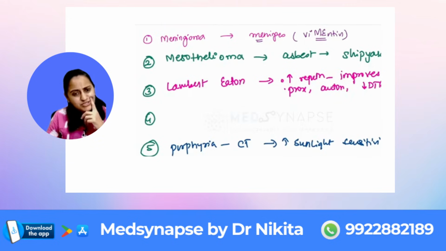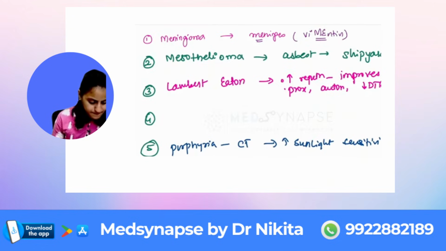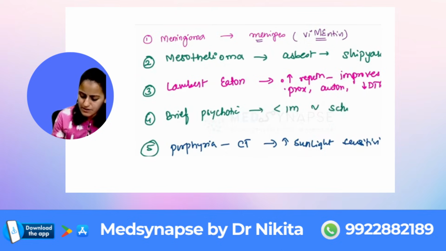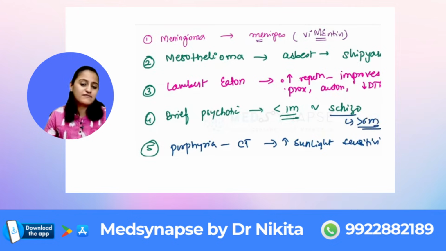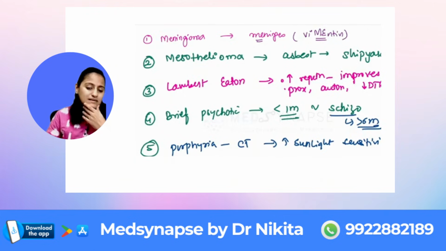And what was one more question, the 4th question there? Yes, what was the 4th one? Brief psychotic disorder. Very good. One was the brief psychotic disorder. Duration less than 1 month, similar to schizophrenia, but the duration is less than 1 month. For schizophrenia, the duration should be more than 6 months. That is when we call it schizophrenia. Brief psychotic disorder will have hallucinations like schizophrenia, but it will be less than 1 month.